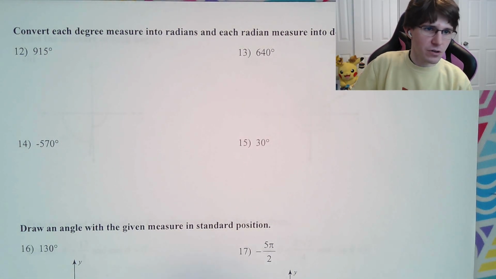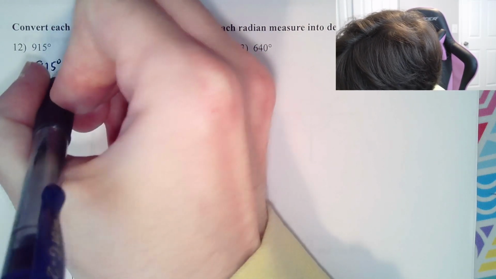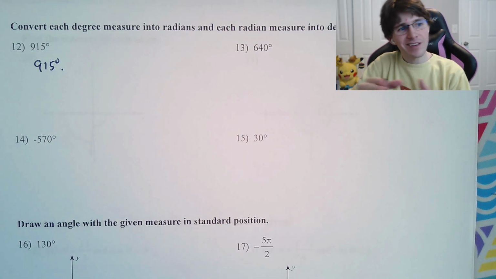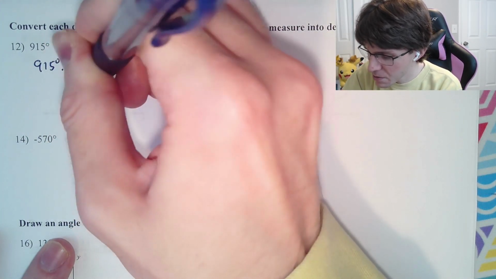All right, so we have 915 degrees. So we're going to go ahead and take it, and just like I wrote on that previous page, when you're going from degree into radian, you multiply by pi over 180 degrees.